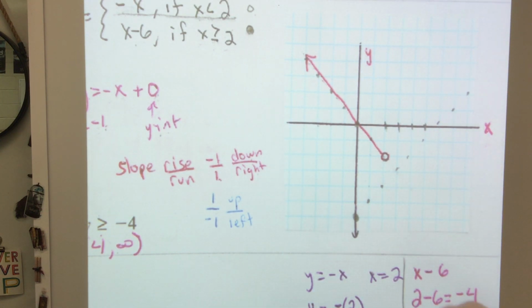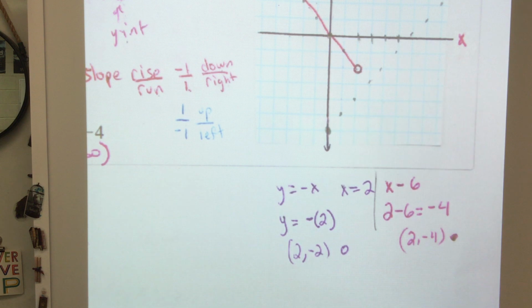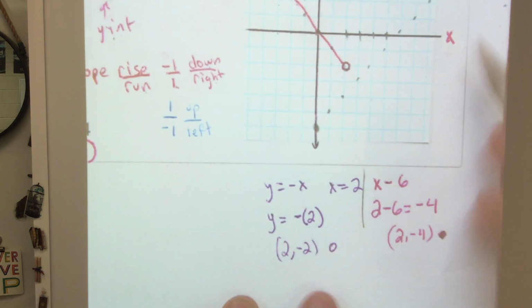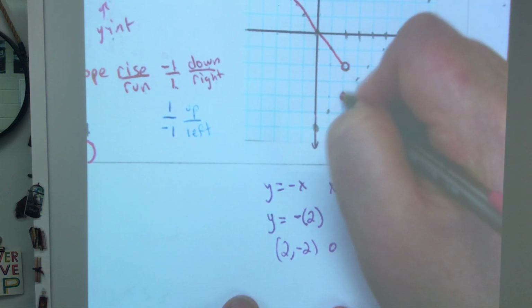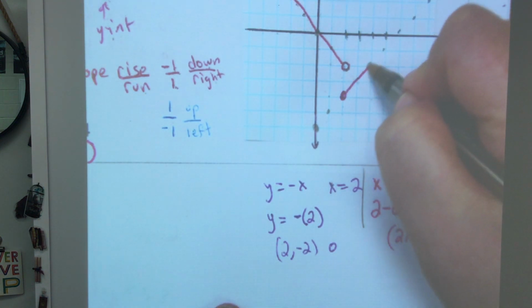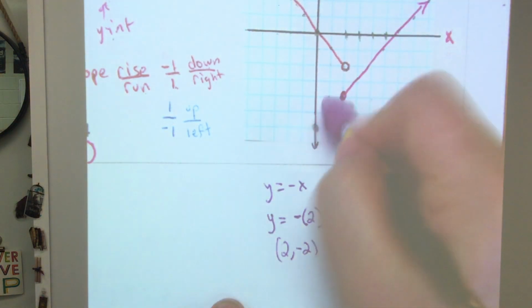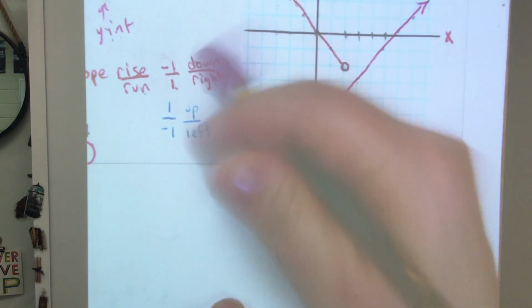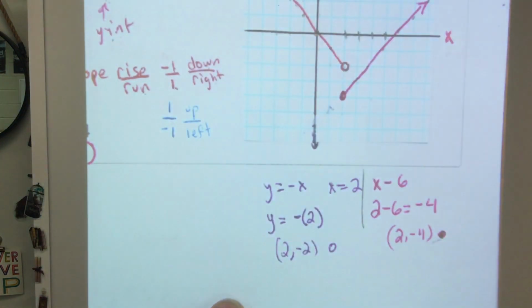And this one was an open circle, and this one over here is a closed circle. You probably can't see that, I'm so sorry. There we go. So at (2, -4), right here, I would have my closed circle. And since it's greater than or equal, my arrow would go this way. And I can erase the rest of these points, and I no longer need my y-intercept. And that is the graph.